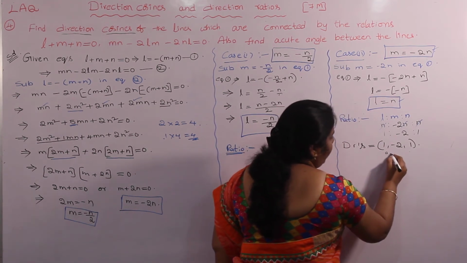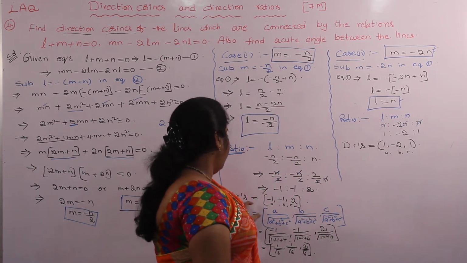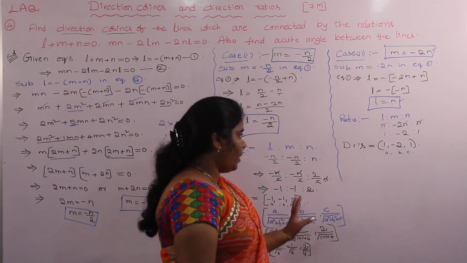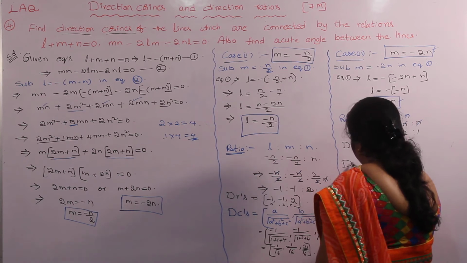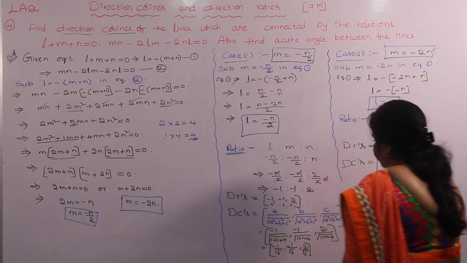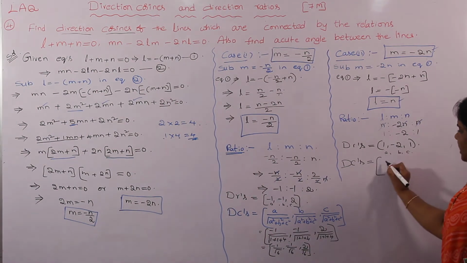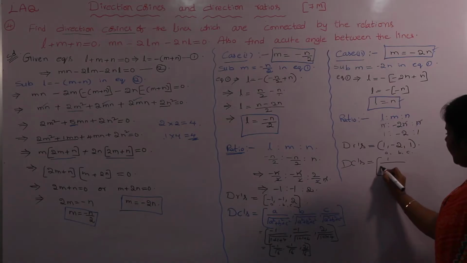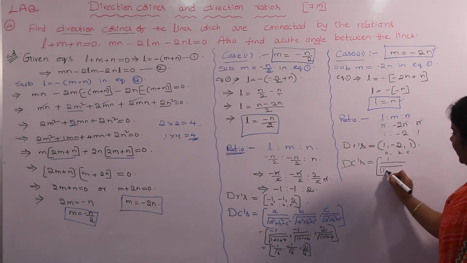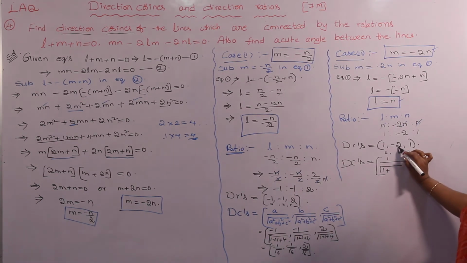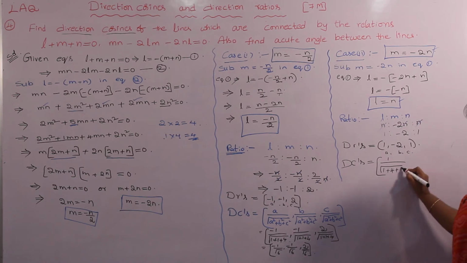DRs are generally denoted by a comma b comma c. When a, b, c are the DRs, the DC formula is this. Here also we are applying the same formula. That is DCs is equal to a by root over a square plus b square plus c square. A is equal to 1. A square is 1, plus b square. B square is minus 2 whole square, which is 4, plus c square. C square is 1.